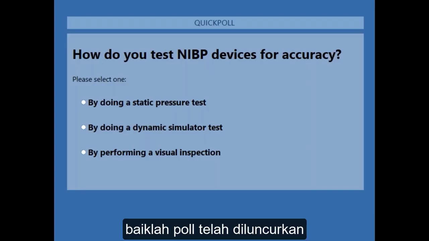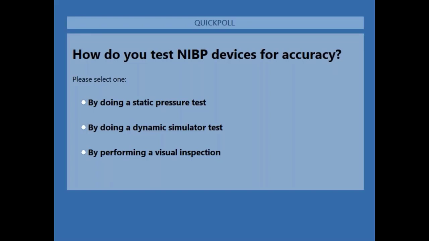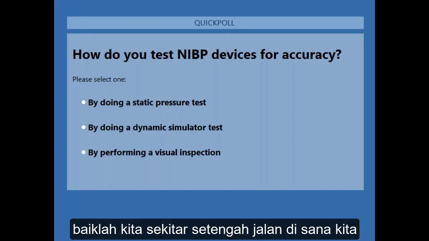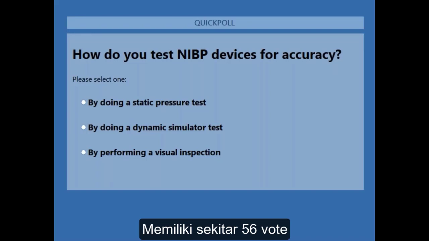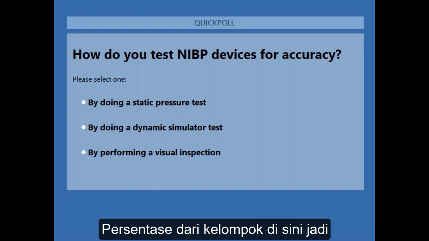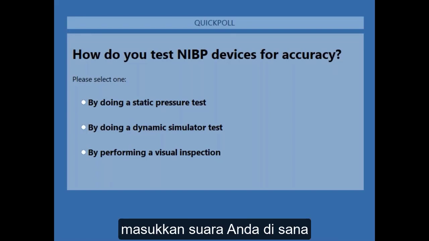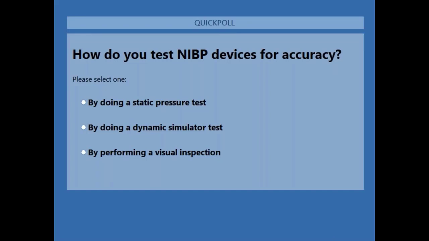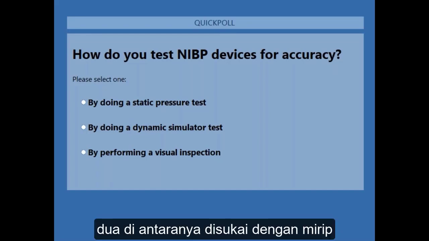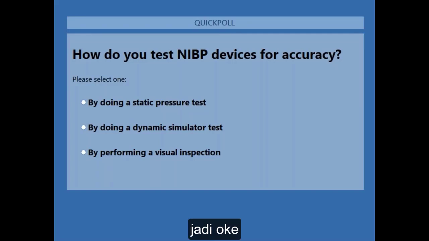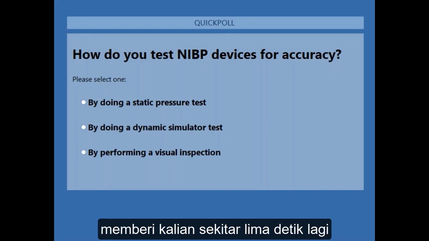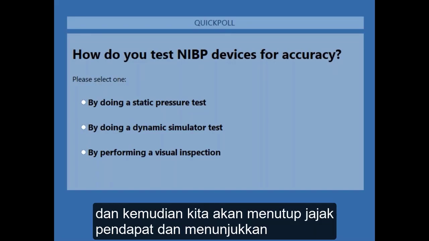All right, the poll has been launched. All right, we're about halfway there. We have about 56% of the group voted, so get your vote in there. Two of these are favored pretty equally. Curious to see what they are. I'll give you guys about 5 more seconds, and then we'll close the poll and show.